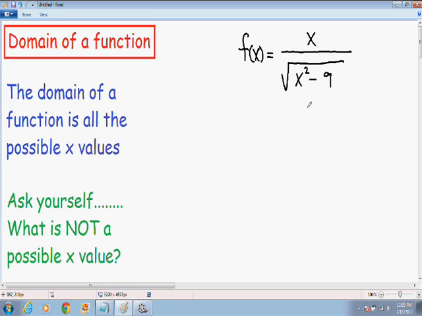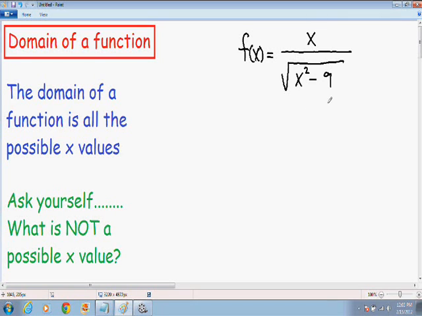So here we have the function f of x is equal to x over the square root of x squared minus 9. And notice inside our function that we have a square root and we also have a rational function because there's an x in our denominator. So we have a square root and a rational function kind of combined into one. So it gets a little tricky, but it's actually not too bad. We still use the same rules that I taught you earlier in this video.